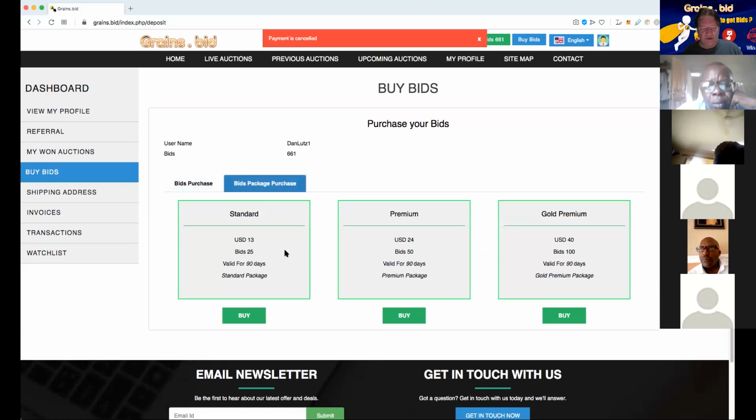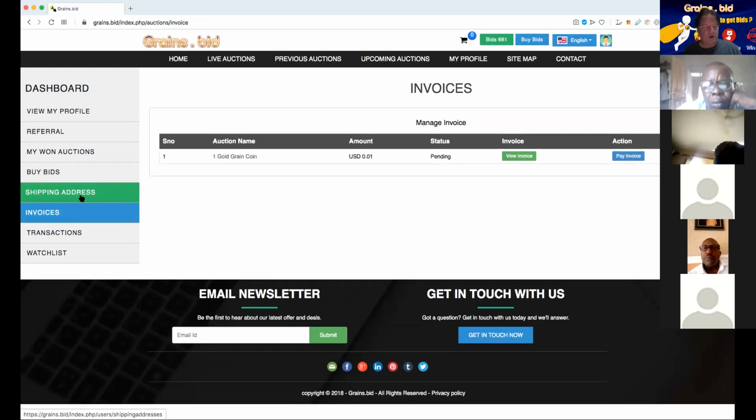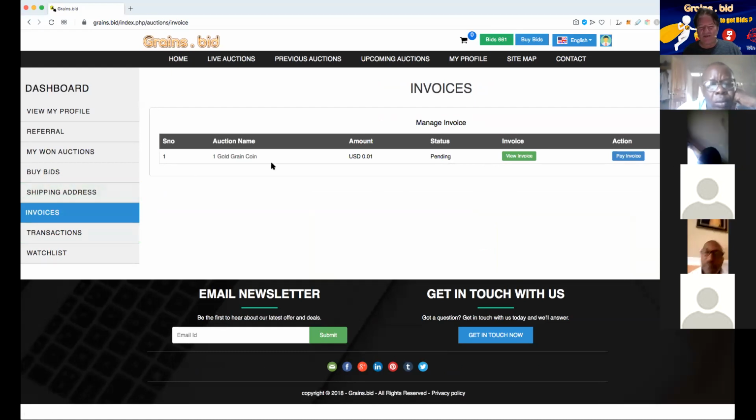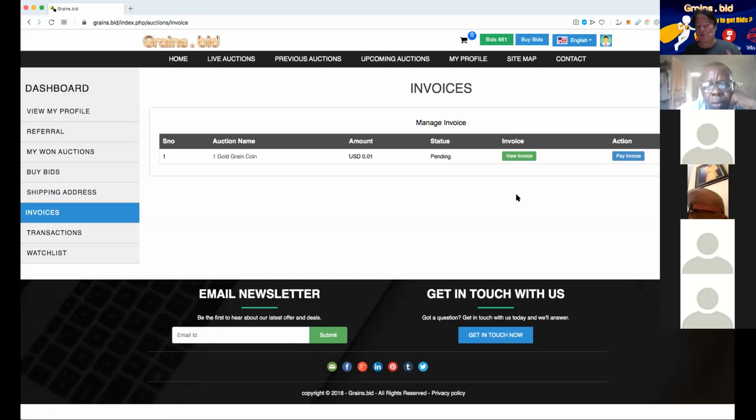And of course, these are the bid packages. You can buy 25 bids, 50 bids, or 100 bids. Shipping address really doesn't make any difference. We'll be putting in the wallet addresses in there where it says shipping address. So here's an invoice. Let's say I won this auction for 1 gold grain coin. I have to pay a penny. I can go view my invoice, or I can go and pay my invoice. I paid the 1 penny in order for me to get what I won.